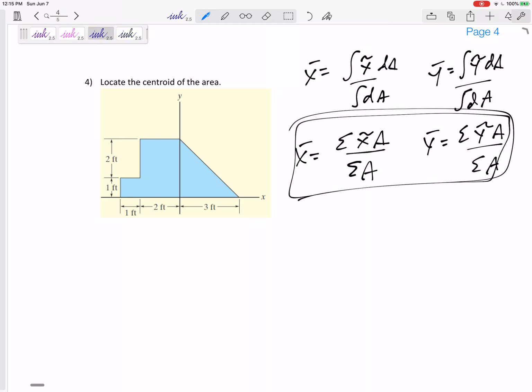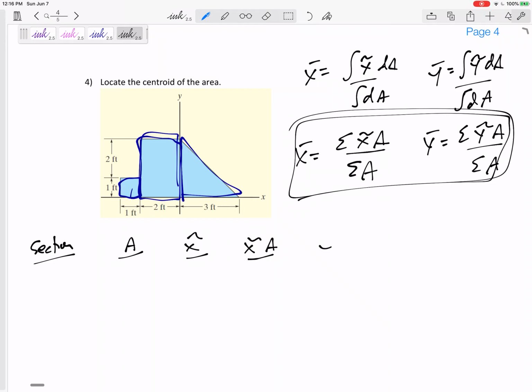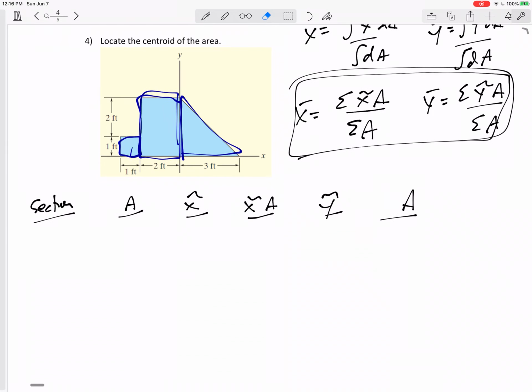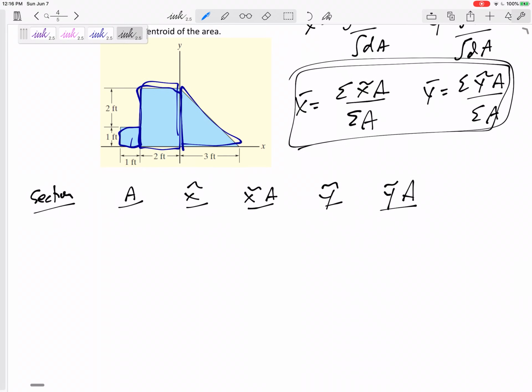So this one, break it up into shapes. I think we could break this up into that square, that rectangle, that triangle, maybe 3 objects. I like to organize my thoughts by this. Let's write the sections 1, 2, 3. Go ahead and calculate its area. Go ahead and calculate its x tilde, and then multiply x tilde times A. What is its y tilde? The tilde is just the location of its individual shape's centroid. Y tilde A, and then we're going to sum the y tilde A column, the x tilde A column, and the A column. And eventually, this is where we're headed: the summation of x tilde A over summation of A, and then the y location is the summation of y tilde A over summation of A. It's really just a weighted average.